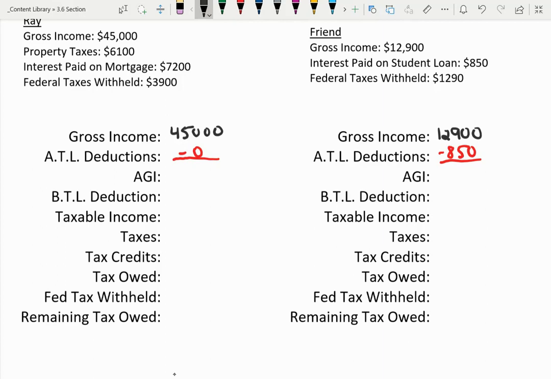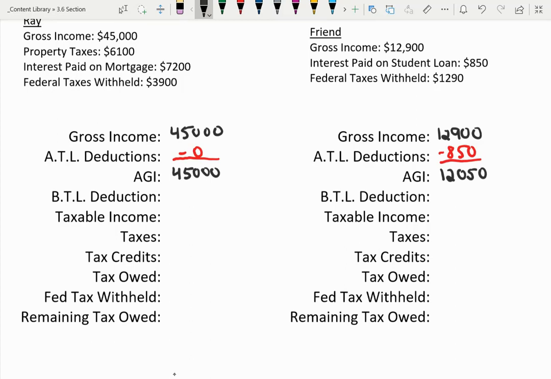So he is left with an AGI, which is an adjusted gross income of 45,000. And for his friend, the AGI is $12,050. The next thing that you can do is a below the line deduction. And you've got two options. You could do a standard deduction or you could do an itemized deduction. The reason why we have to make note of the AGI is because that is used for other tax purposes that I'm not going to get into right now.